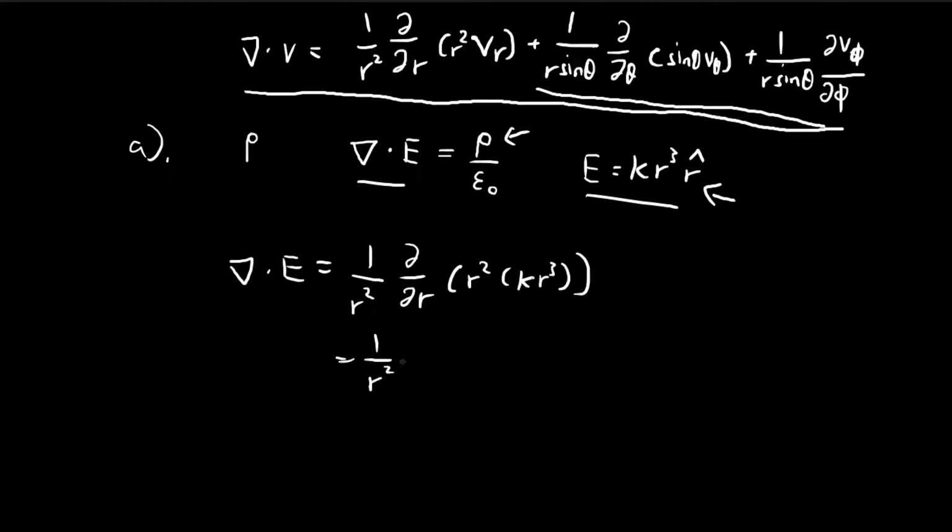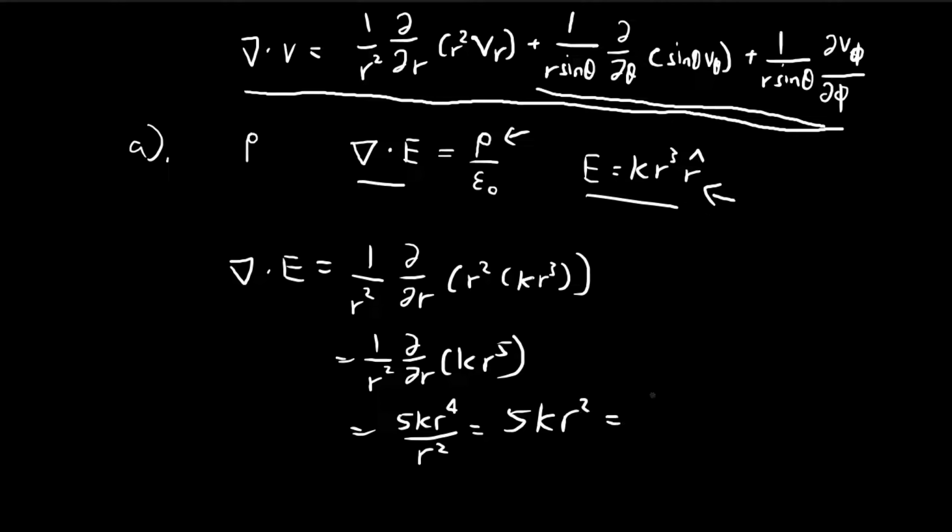And this is fairly easy to calculate. We have kr to the power of 5. Differentiating this, 5kr to the power of 4 divided by r squared, so 5kr squared. So this is the divergence. Because of Gauss's law, we know that this is equal to the charge density divided by epsilon. So the charge density is equal to 5 epsilon kr squared. This is our answer to part A.